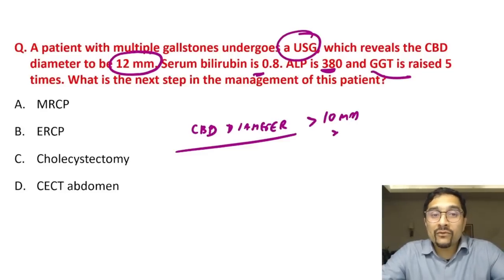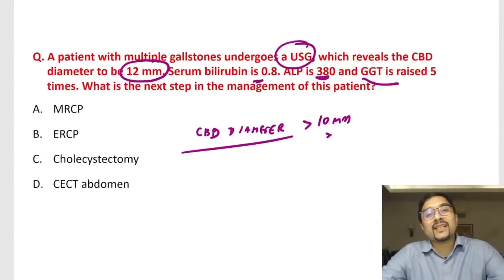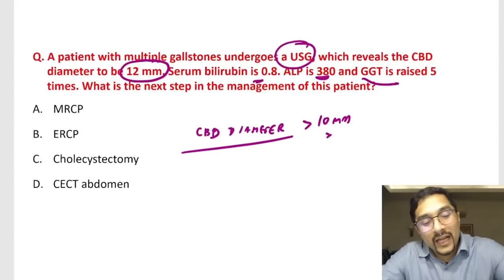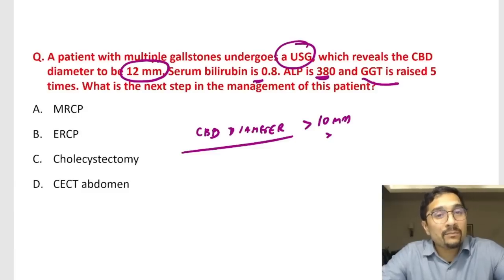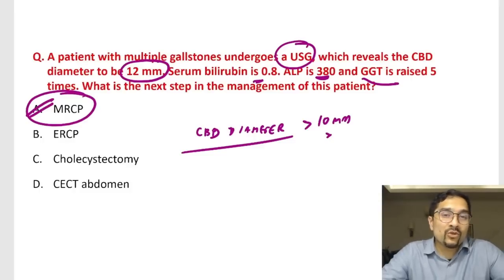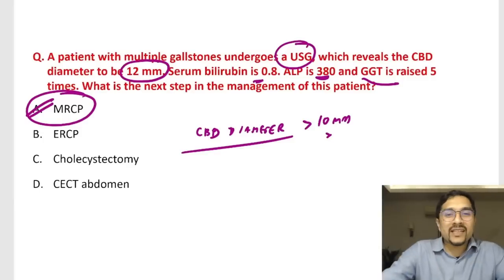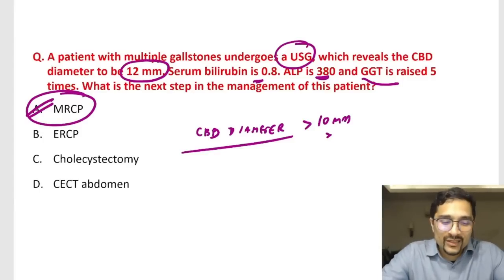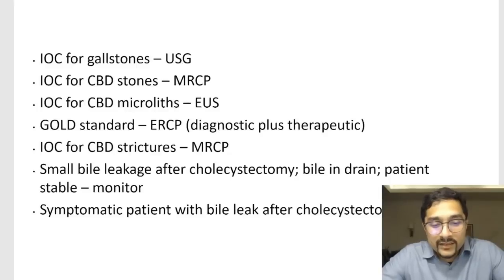So here again, first I just want to confirm whether there are stones or not. And to do that, what will you do? ERCP or MRCP? I told you MRCP is non-invasive. So we will start with magnetic resonance cholangiopancreatography, and that is what will show us stones in the CBD, and then I can do an ERCP to retrieve those stones. Right? So always remember this.